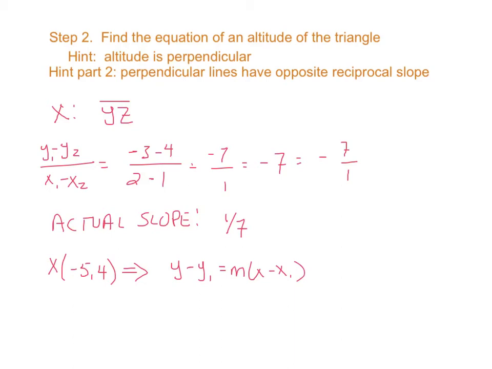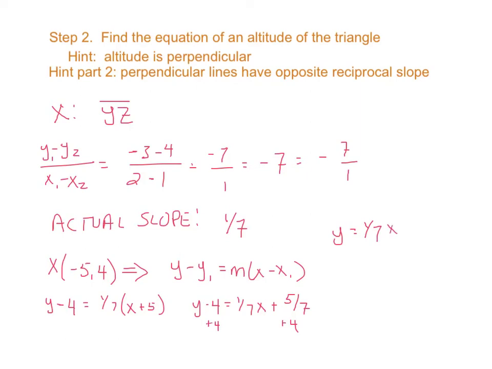So just plugging stuff in now, we have y minus, what's our y value? The y value of x is 4. So you plug in 4 is equal to 1/7 times x plus 5, because it's going to be x minus a negative 5. Now, you're going to want to get this in slope-intercept form, meaning distribute the 1/7 and add 4 over. So we have y minus 4 is equal to 1/7 x plus 5/7. And then we are going to add 4 to both sides.